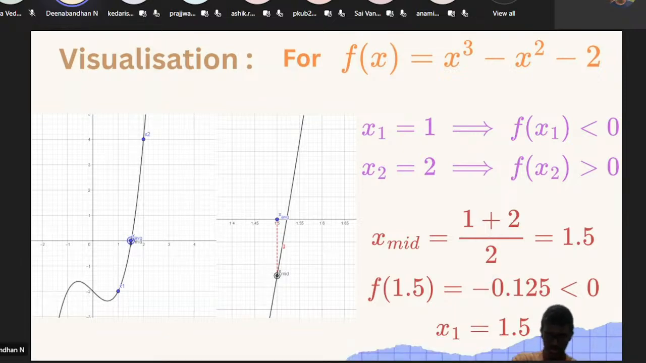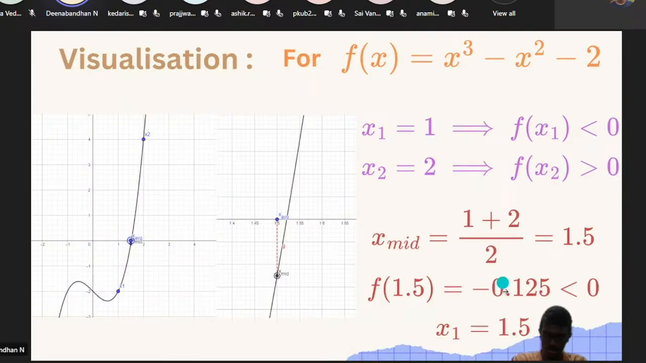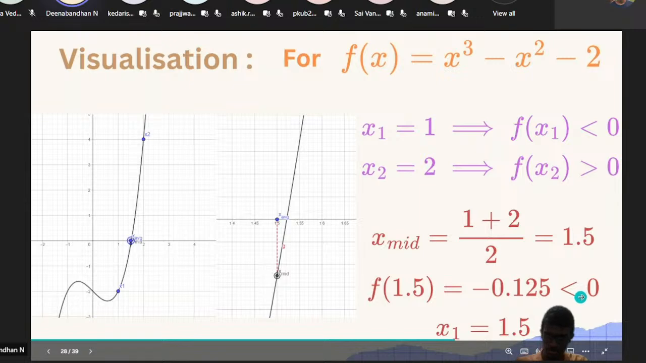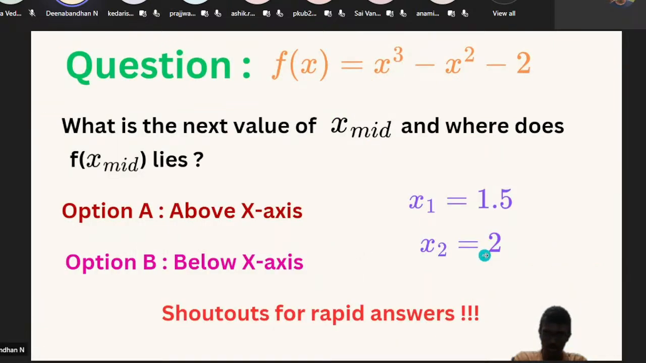You have to proceed with this further. Now, there is a simple question. You just need to answer it. x cube minus x square minus 2 is the function, the same function. Now, check what the next iteration is. For x mid, I've taken x1 to be 1.5, because I've taken 1 and 2. Now, as f of x1 is less than 0, we have replaced this x1 with 1.5. So x1 became 1.5 and x2 is still 2. Now, proceed with this algorithm and find where this f of x mid lies.